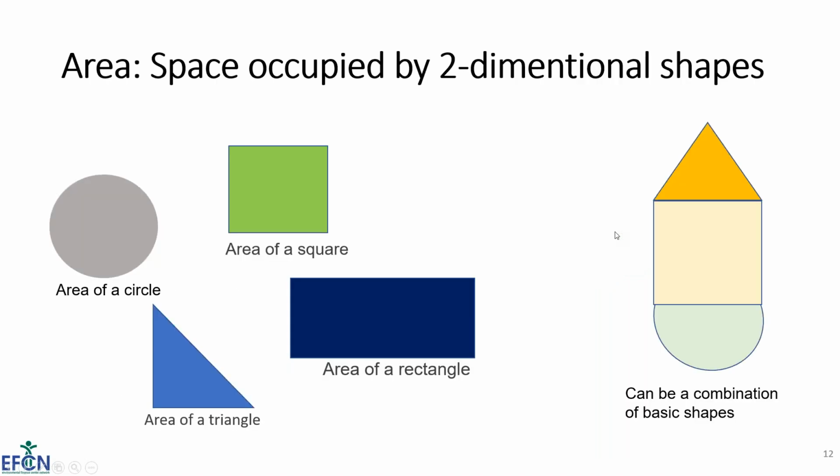Now we have areas of basic objects, such as a circle, a triangle, square, or rectangle, and that's the area we need to be familiar with how to calculate. But not all objects are in our basic shapes. Sometimes you can have a combination of these basic shapes, but you can still calculate the area of those shapes if you know how to calculate the area of the basic shapes.